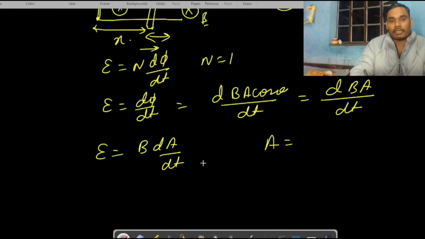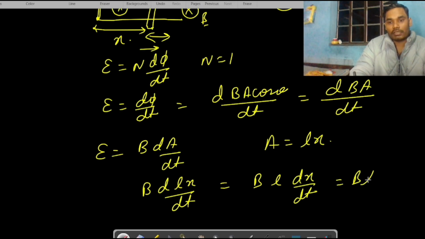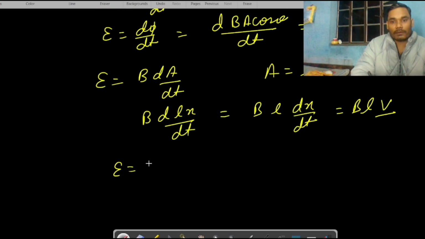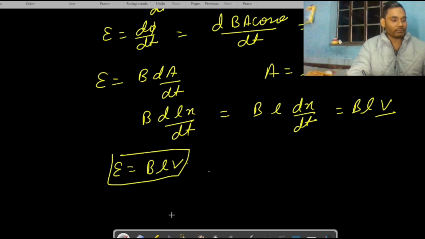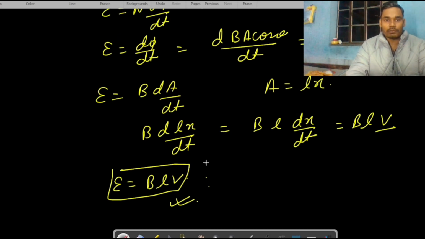So from here we can say that the area is L into X at any moment, but this X will change. B d(Lx) by dt. L is constant, so dx upon dt, and this dx upon dt is equal to the velocity of the rod. So the induced EMF will be BLV. So this is the induced EMF in your rod.